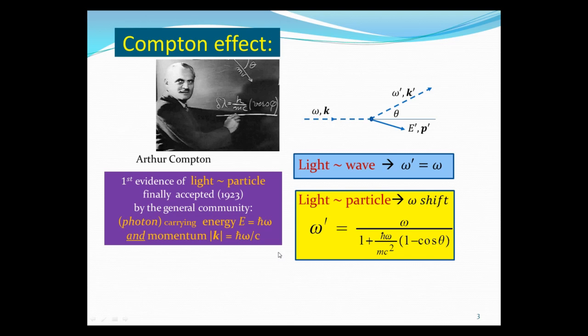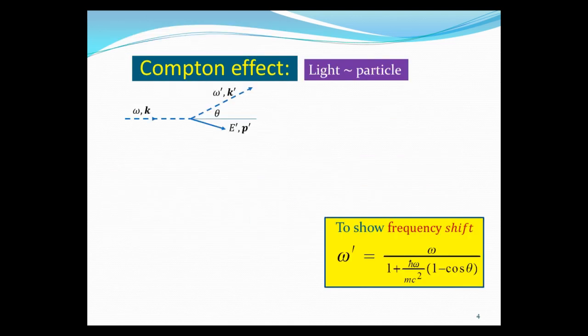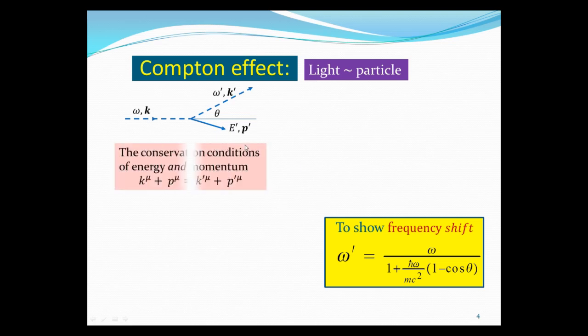We're going to use our knowledge of four-momentum to derive this. So we're going to use this setup, treating light as particles, to derive this result. The conservation condition is best expressed in terms of four-momenta. The initial photon momentum plus initial electron momentum is equal to the final photon momentum plus the final recoil electron four-momentum. There are four relations here because the index mu goes from 0, 1, 2, 3.